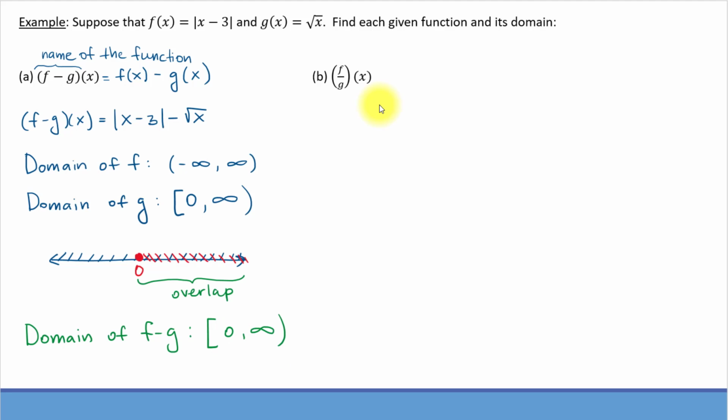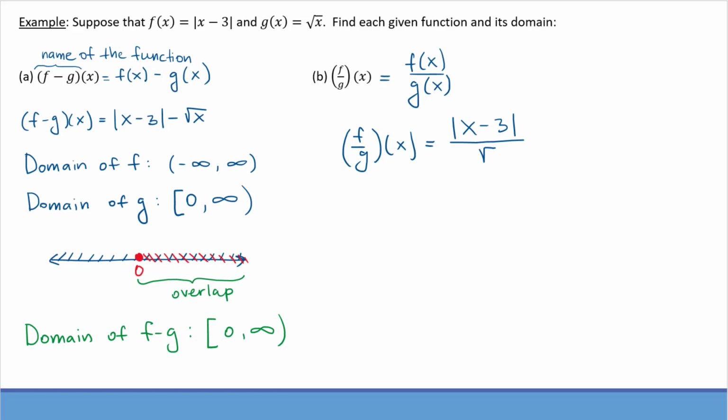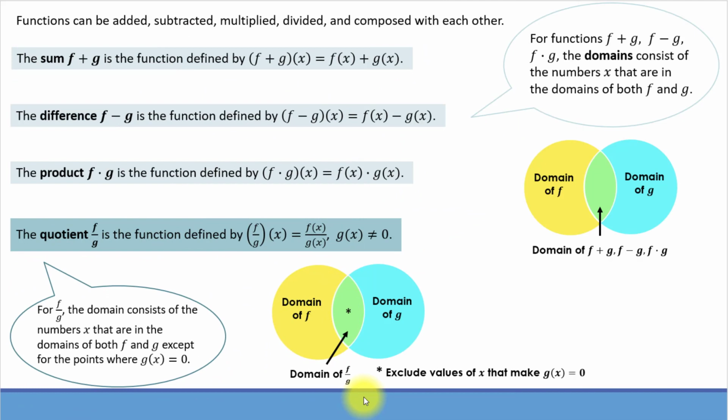Now let's try to find function f over g. That is simply function f of x over function g of x. And since function g of x is not a zero function, we're able to obtain the function f over g. F over g of x is the quotient of absolute value of x minus 3 and square root of x. Now what's going to be the domain of this function? Remember how we said that it also includes values of x that are in both domains of f and g. However, we have to exclude values of x that make function g of x equal 0. That's the function that's here on the bottom.